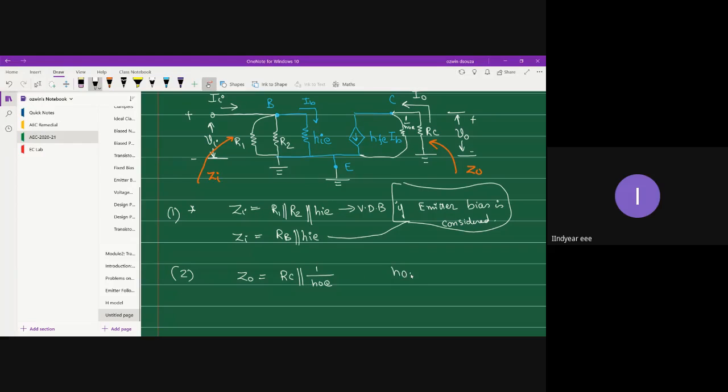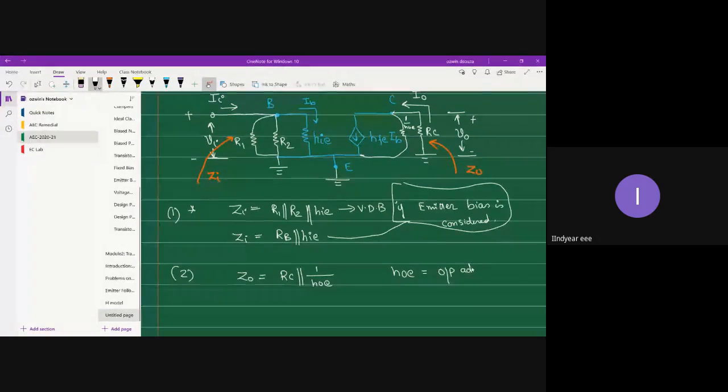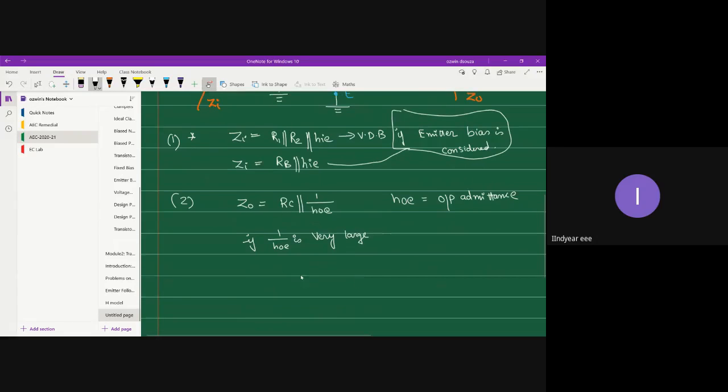Let me write this. HOE is nothing but output admittance. So that's your Z naught. If 1 over HOE is very large, then your Z naught approximately becomes RC itself. What I want you to do is compare these results with the RE model.